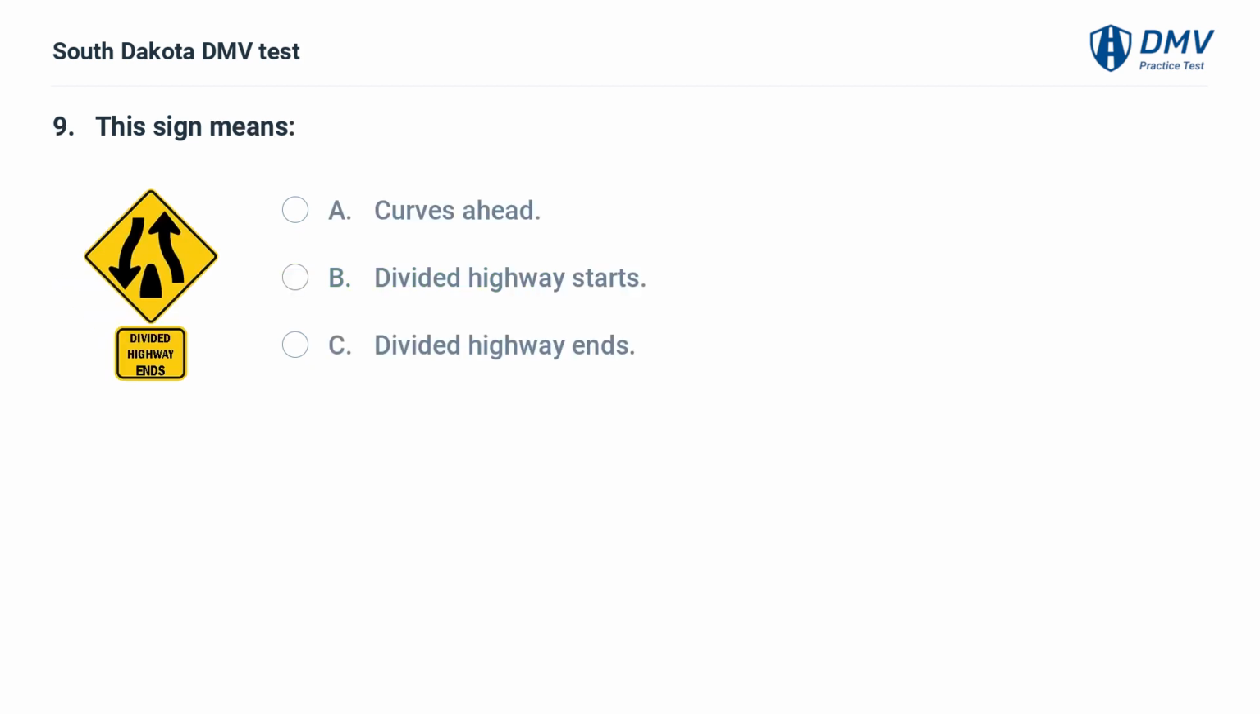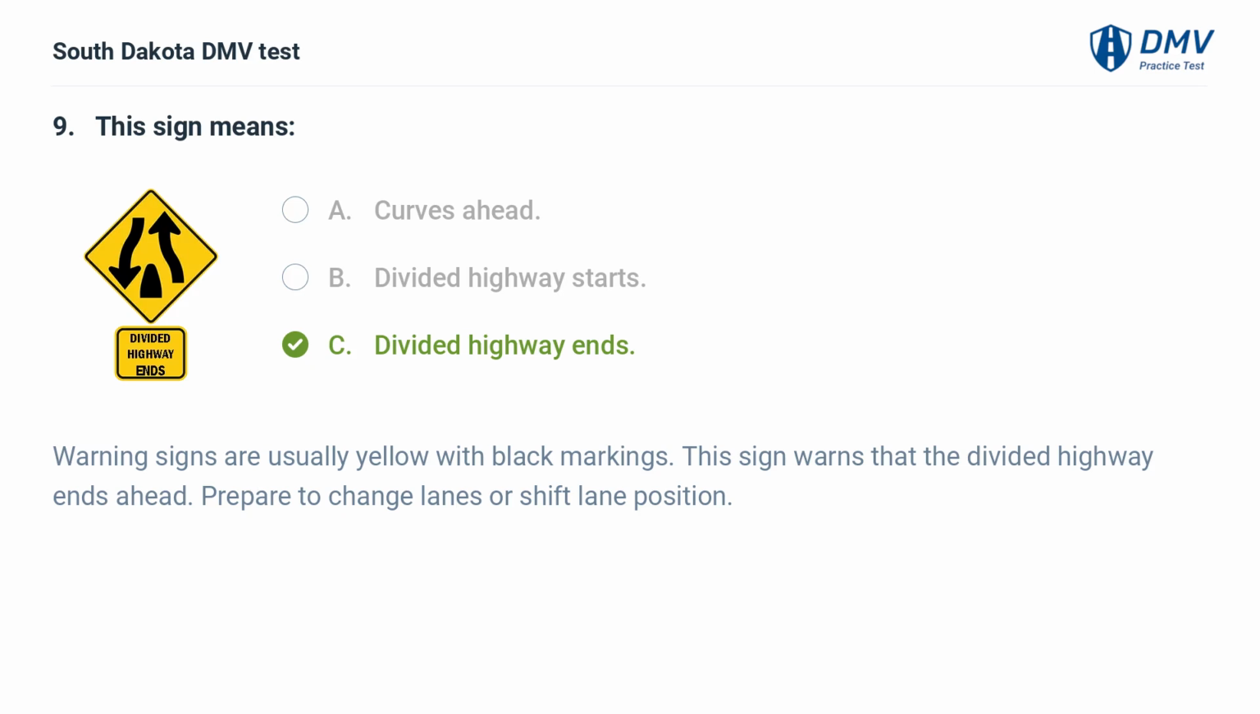This sign means A. Curves ahead. B. Divided highway starts. C. Divided highway ends. C. Divided highway ends.